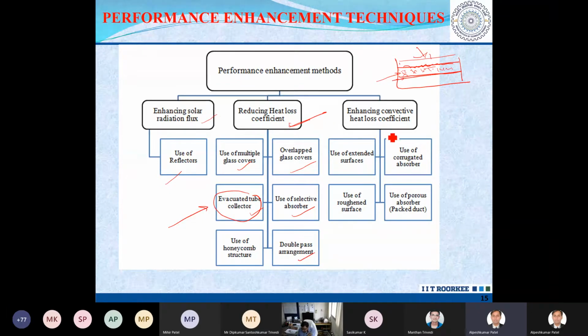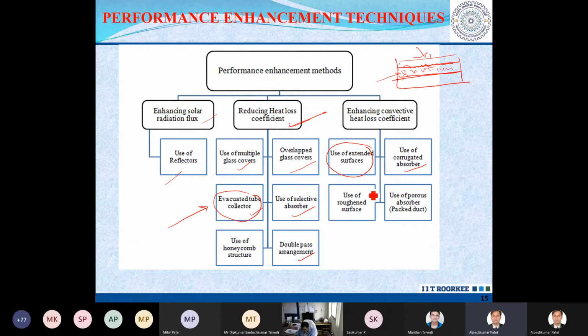And enhancing convective heat transfer. There is a lot of scope in there. Use of extended surfaces, that is the fins, but we have to take care about that. If you enhance the heat transfer coefficient by providing the extended surface, simultaneously there is a chance to spend more pumping power. So we have to optimize that. So use of corrugated absorber plate also comes under the fins category.